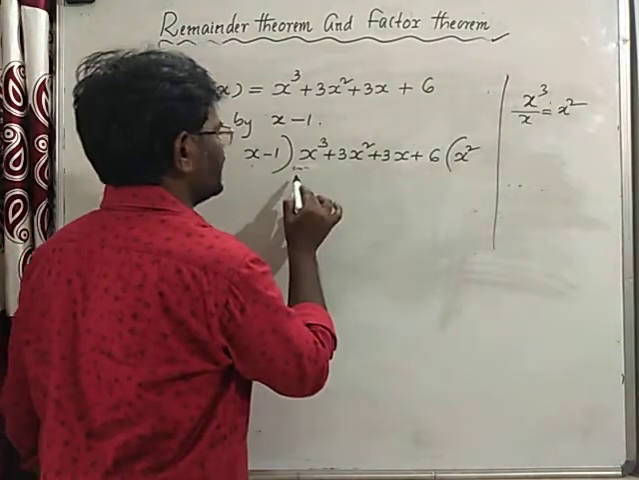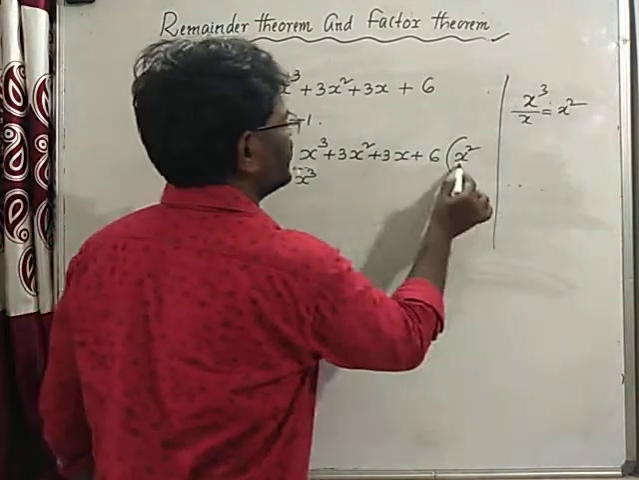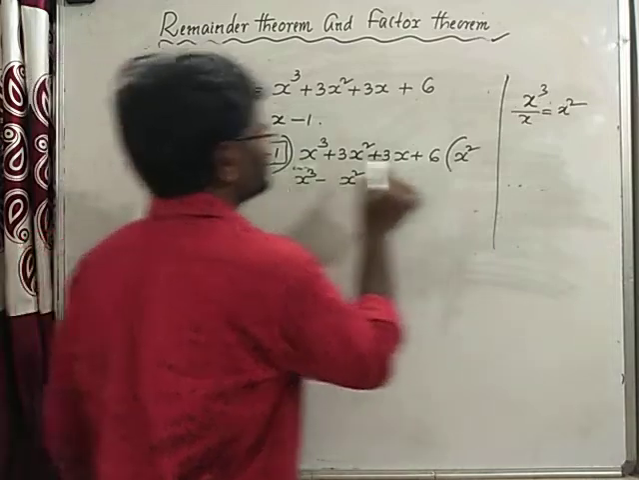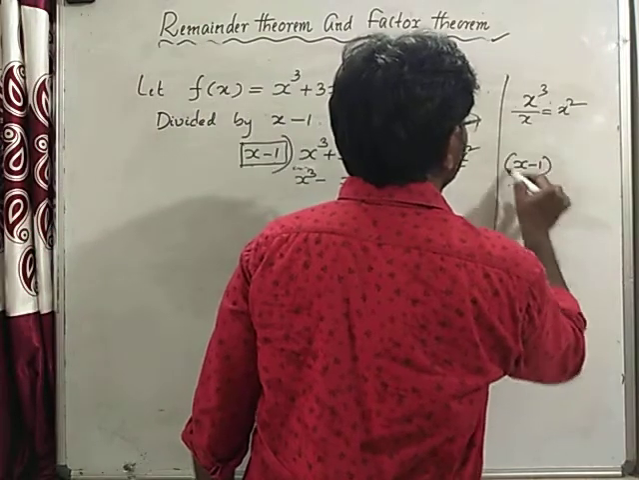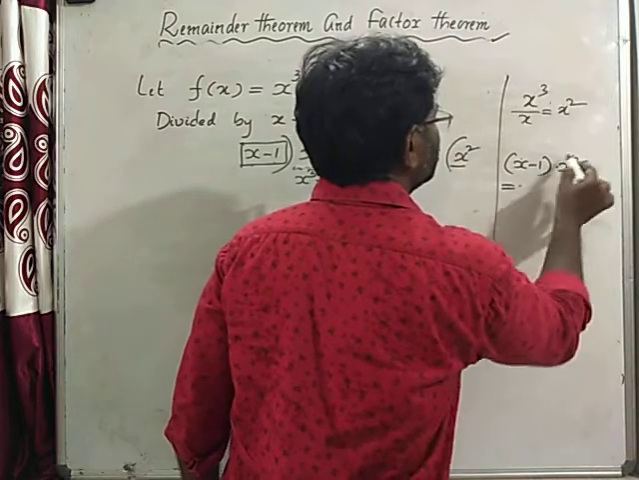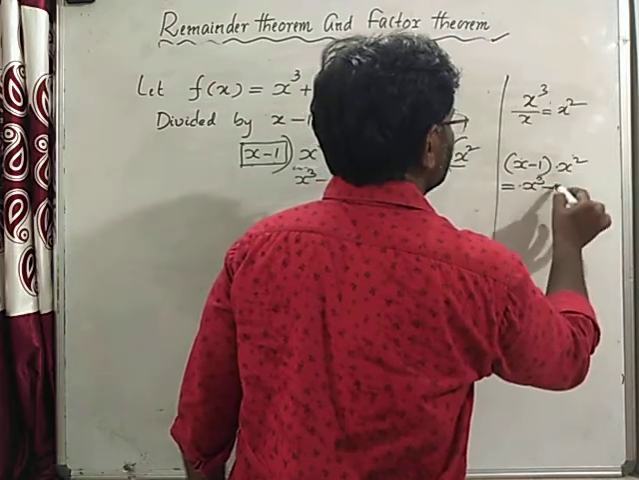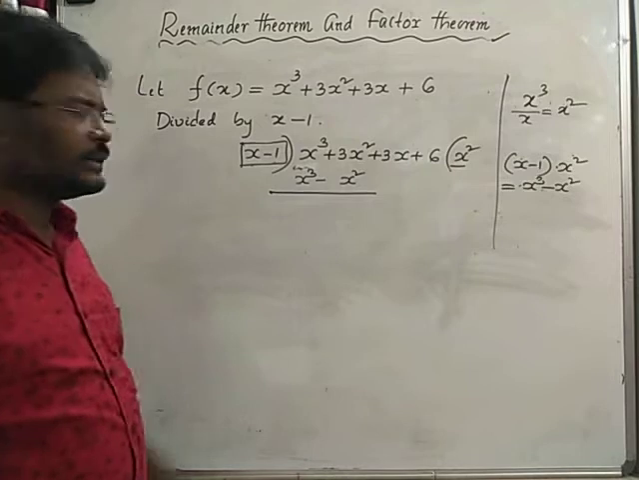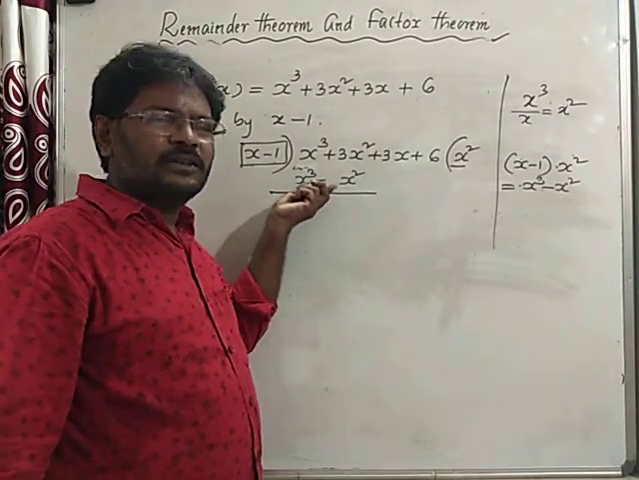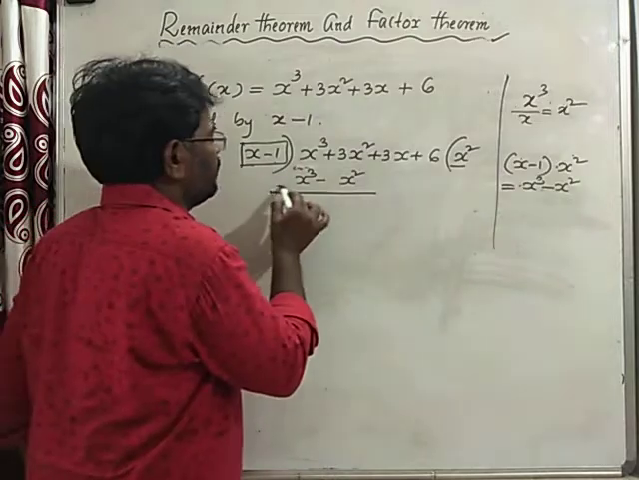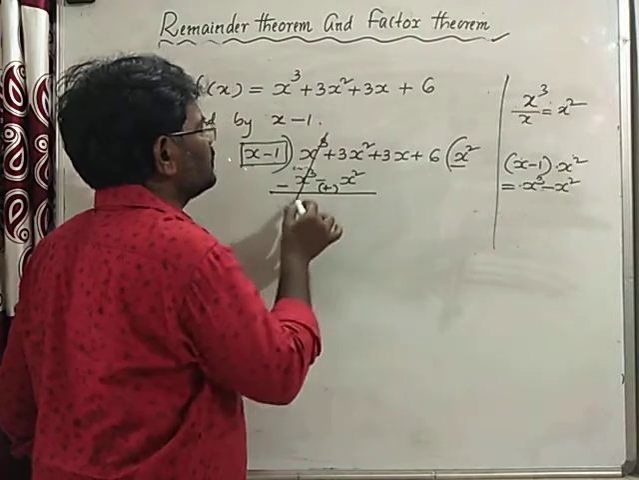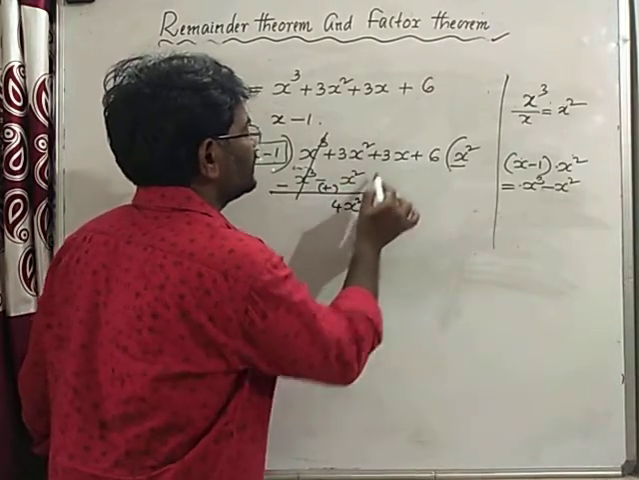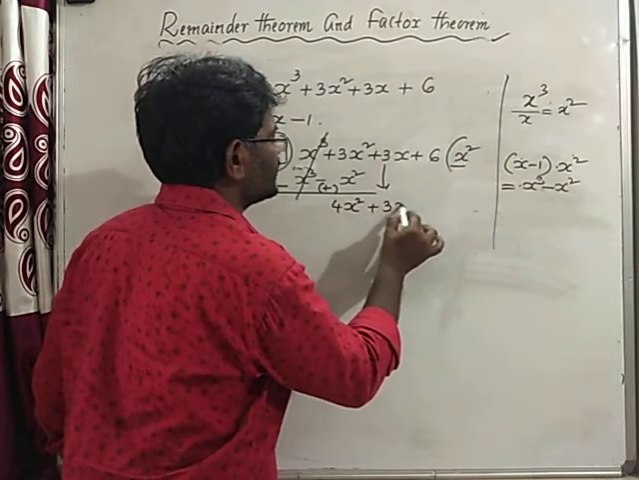x into x square, x cube, minus 1 into x square, minus x square. That means we have to multiply x minus 1 with x square. Observe that x into x square is x cube, minus 1 into x square is minus x square. Now subtract. When we subtract, the signs of the expression below should be changed. Minus becomes plus. x cube minus x cube gets cancelled. 3x square plus x square is 4x square. Drag this one, taking the next term plus 3x.